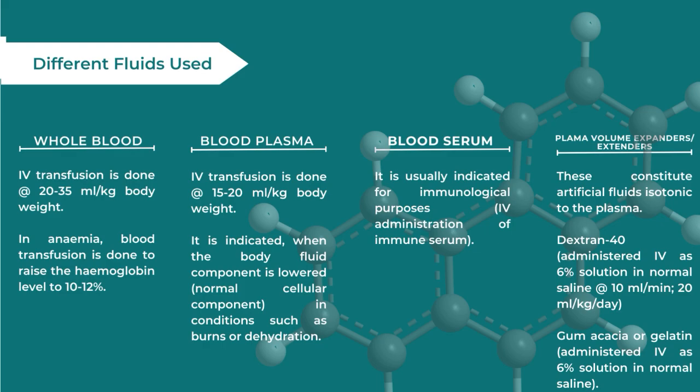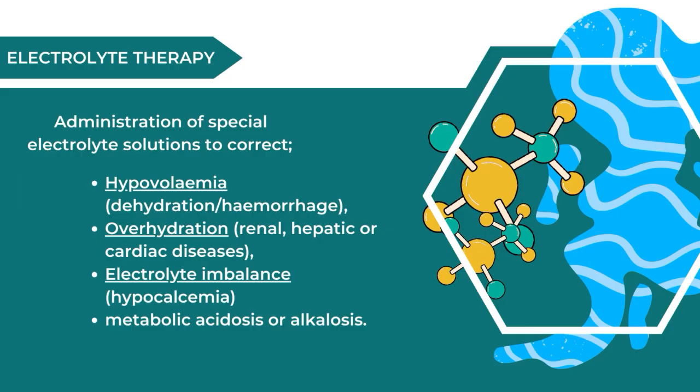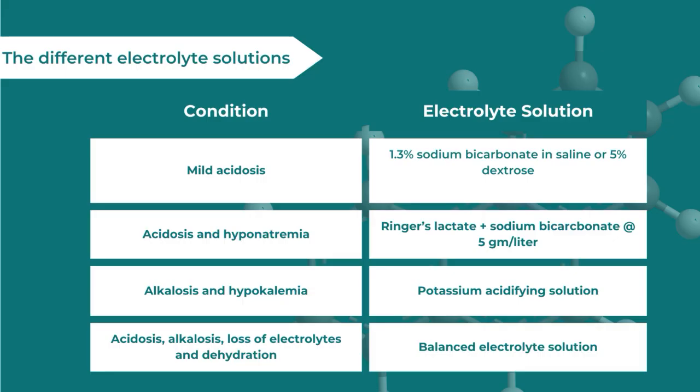The electrolyte therapy is administration of special electrolyte solutions to correct hypovolemia, overhydration, electrolyte imbalance, and metabolic acidosis or alkalosis. The following are different electrolyte solutions used in specific conditions. 1.3% sodium bicarbonate in saline or 5% dextrose electrolyte solution is used for mild acidosis. 5% sodium bicarbonate or Ringer's lactate for severe acidosis.